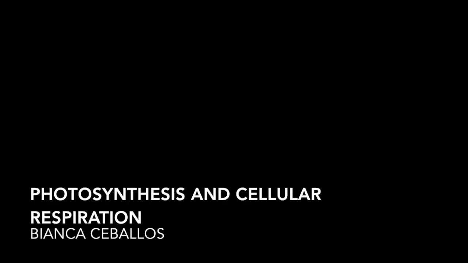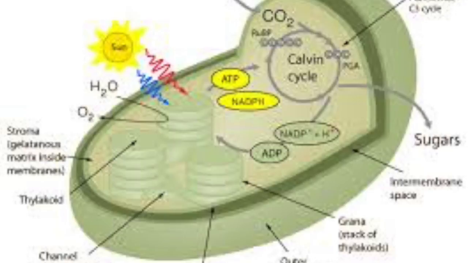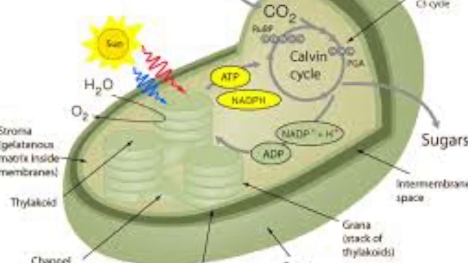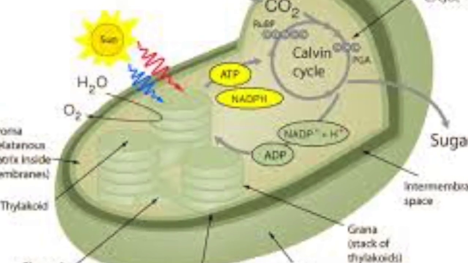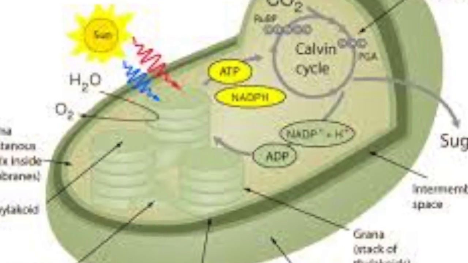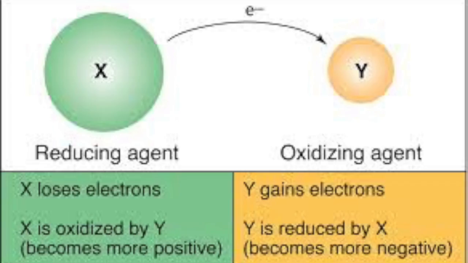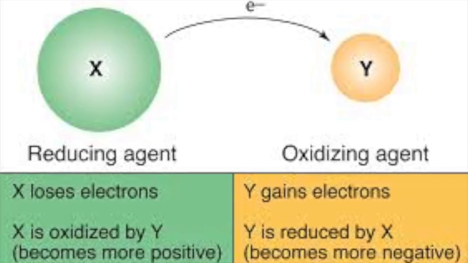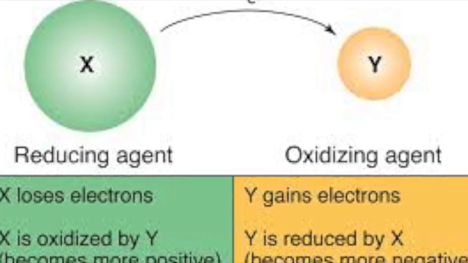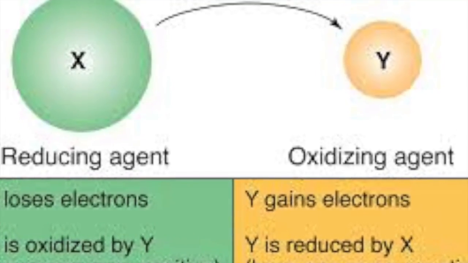Photosynthesis and cellular respiration. Photosynthesis can be defined as the conversion of light energy and CO2 into carbohydrates for plants to gain energy and continue to live. This process would be considered a redox reaction, meaning that it contains both a reduction and oxidation reaction.